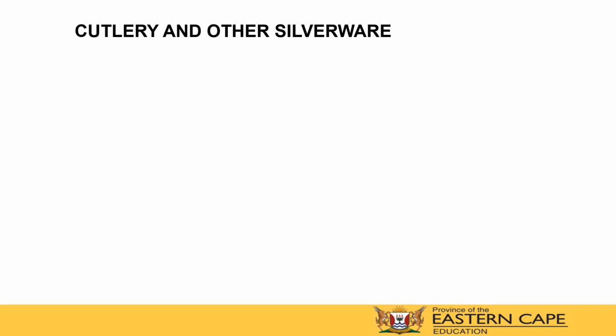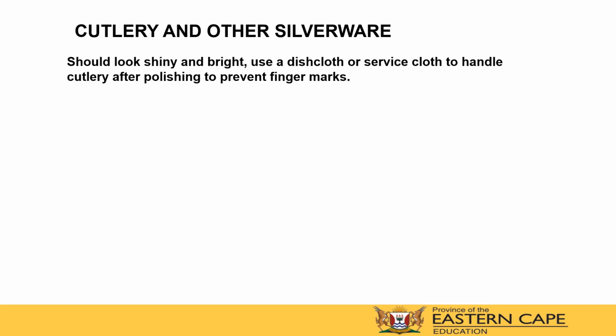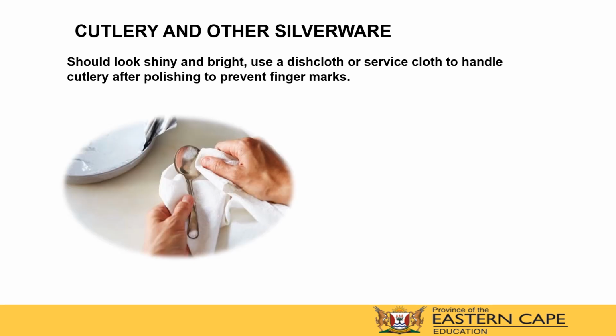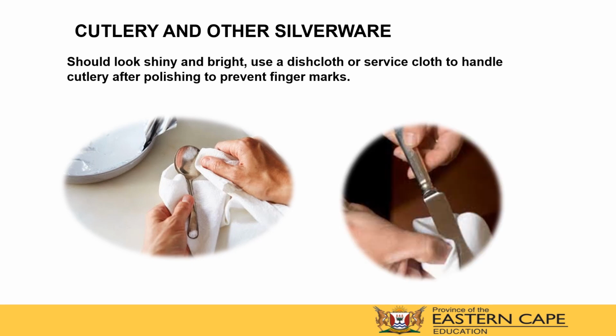Cutlery and other silverware should look shiny and bright. It's important that you must use a dishcloth or a service cloth to handle the cutlery after polishing, to prevent your finger marks, just like the glasses. Okay, the picture here then shows you that at no particular point must you place your fingers onto the cutlery. There is also another picture that illustrates that very nicely.